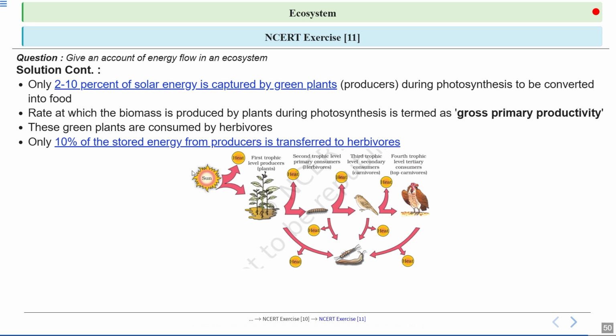Okay, so in this image, 4 trophic levels are shown to you. The first trophic level is producers, the second trophic level is the primary consumers, then you have the secondary consumers, and then finally you have the tertiary consumers, which are the top carnivores. So energy always flows in one direction, from producers to the consumers, and in each step only 10% of the energy is transferred and 90% of the energy is lost.